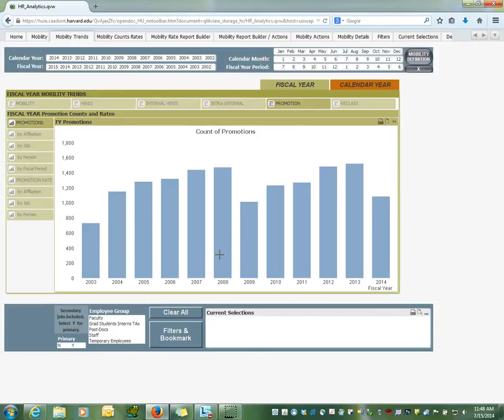Promotions are defined as an increase in pay grade, whether through job reclassification, promotion within one's own unit, or promotion by transferring to another unit. The number of promotions counts the number of actions with an action reason code of PRO. Therefore, all promotions are included in either the hires counts or the reclassifications counts.